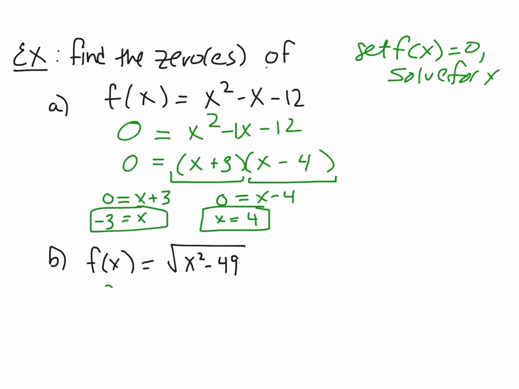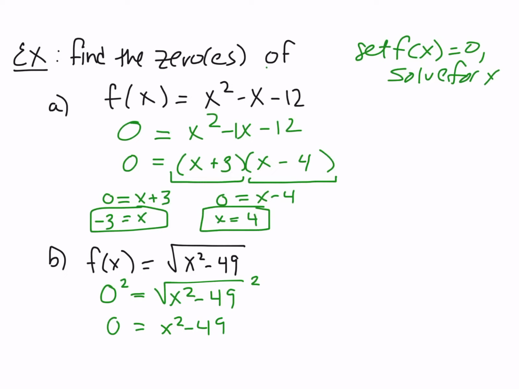Again, we set f of x equal to 0, and then solve for x. How do we solve for x here? What's going to make this equation true? Well, we could get rid of this radical by squaring both sides. We don't have to worry about anything funny happening here because we just have a 0 on the left-hand side. So I get 0 is equal to x squared minus 49.